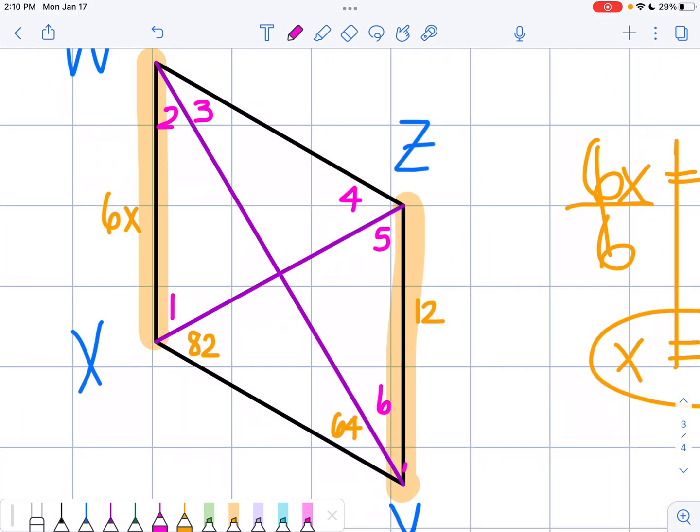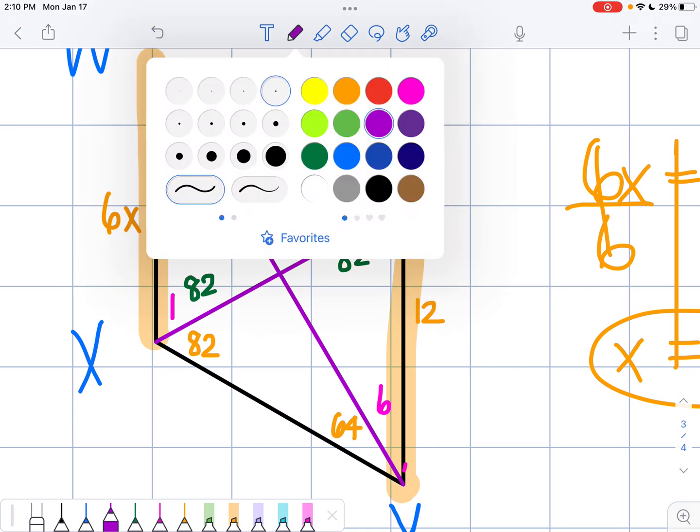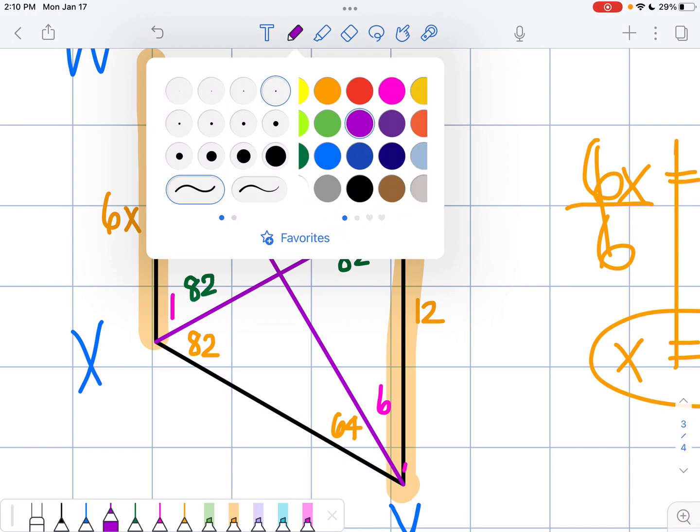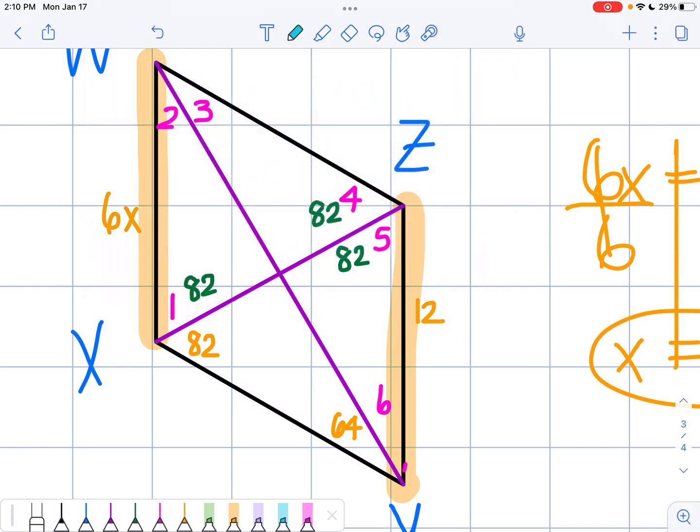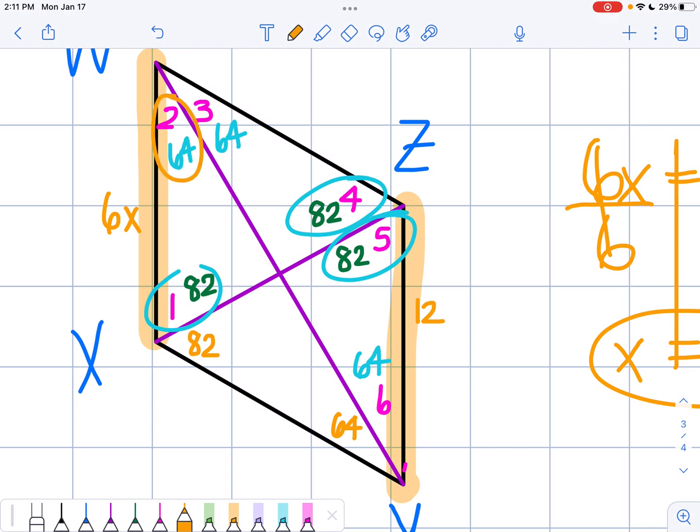Now I have to find all the angles. So here's what I know. Remember, these are bisected, so this angle is 82, and then opposite angles are equal, so these are all 82. And then over here, I know that this angle right here is 64, which means over here, this is 64, and this is 64. So angles 1, 4, and 5 are 82, and angles 2, 3, and 6 are 64.